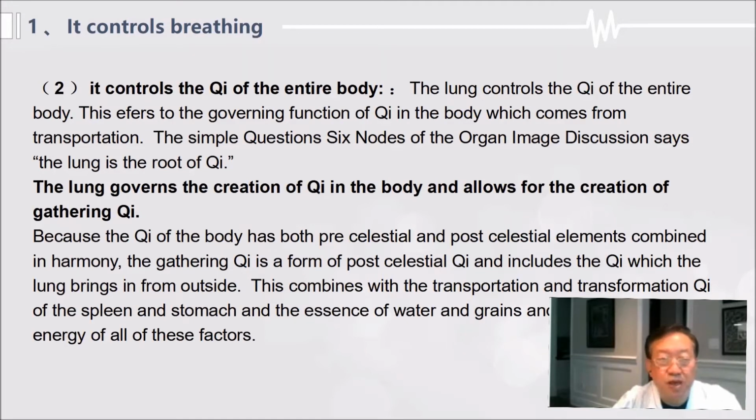2. It controls the qi of the entire body. The lung controls the qi of the entire body. This refers to the governing function of the qi in the body, which comes from transportation.